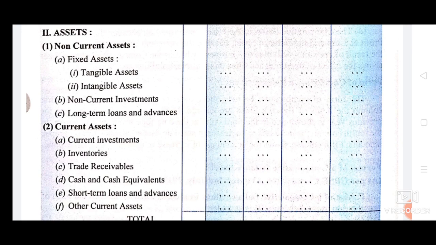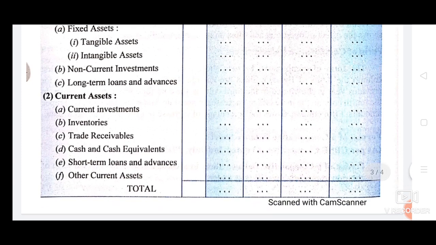There are two headings, non-current assets. It includes fixed assets, and fixed assets include tangible fixed assets and intangible fixed assets. Then B point is non-current investment and C is long-term loans and advances. Second point is current assets. It includes current investments, inventories, trade receivables, cash and cash equivalents, short-term loans and advances, and other current assets.